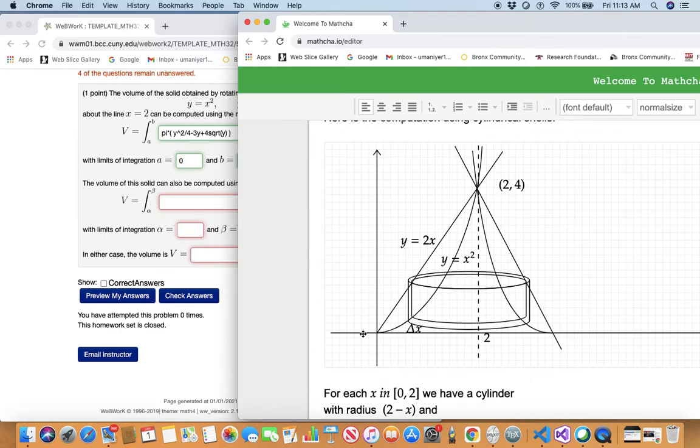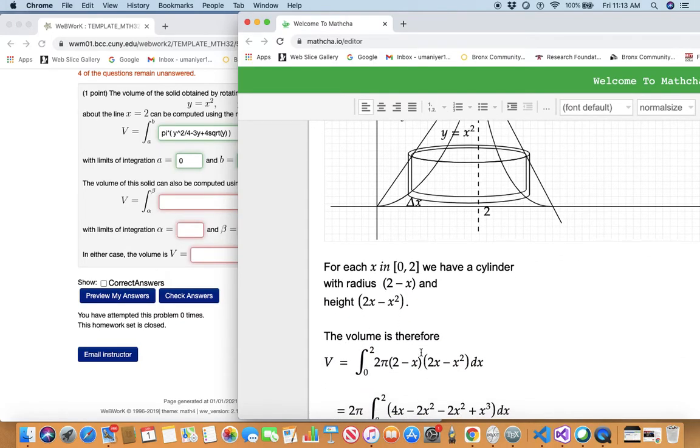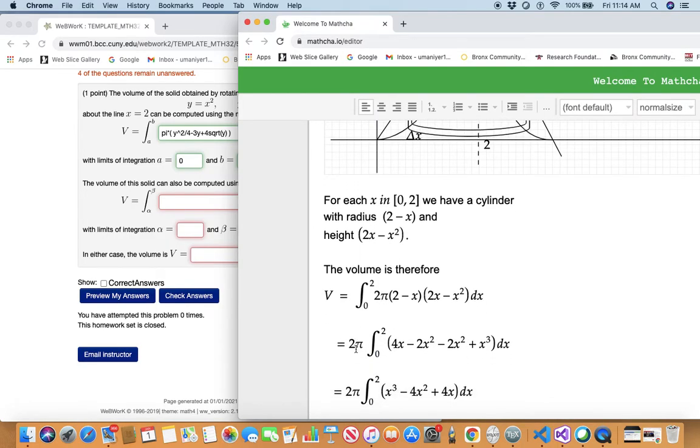Radius is 2 minus x coordinate, and height is upper height minus lower height, 2x minus x squared. The volume is therefore integral 0 to 2 pi radius height dx. Okay, so now we are using cylindrical shell. So 2 pi radius height dx. Now simplify. Get the 2 pi out, integral 0 to 2.